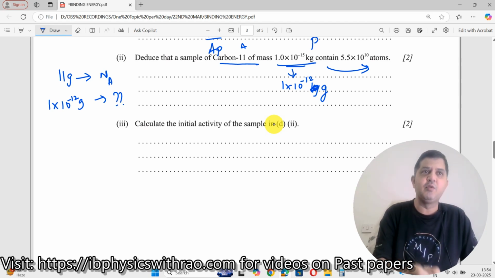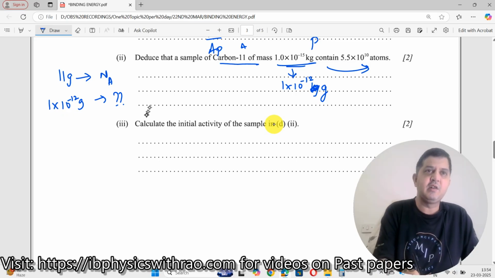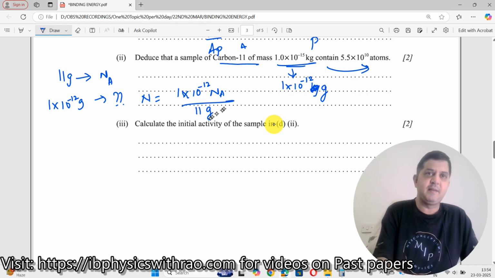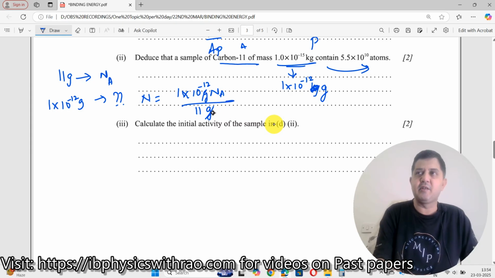So what is it that I have to do? Unitary method. Therefore, your n value is equal to 1 into 10 to the power of minus 12 multiplied by Na divided by 11 grams. Here also I had a gram, and this gram goes away. That's the reason I put it. Many of them make a mistake by doing this.